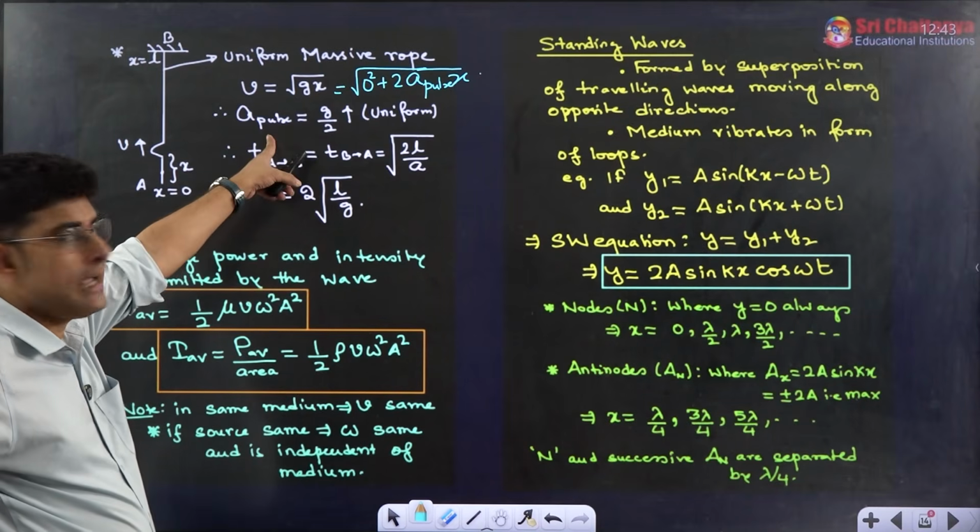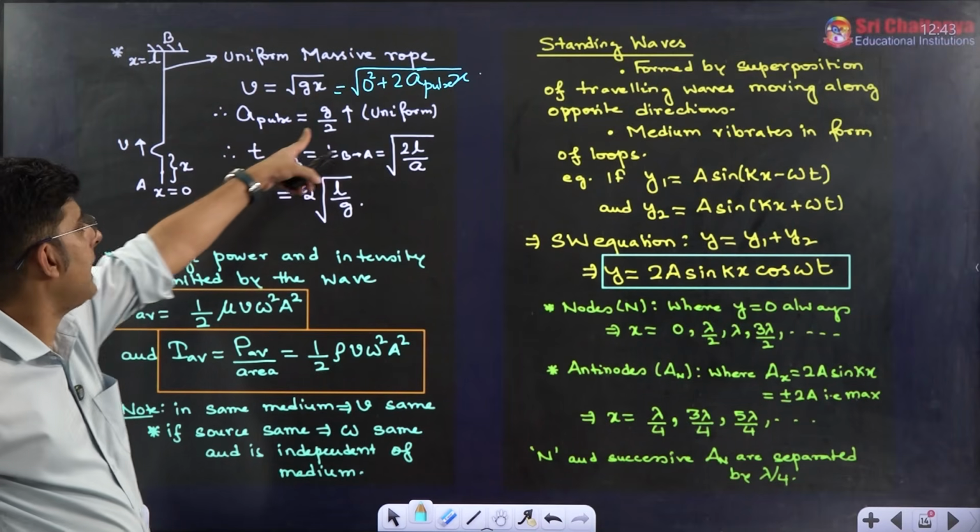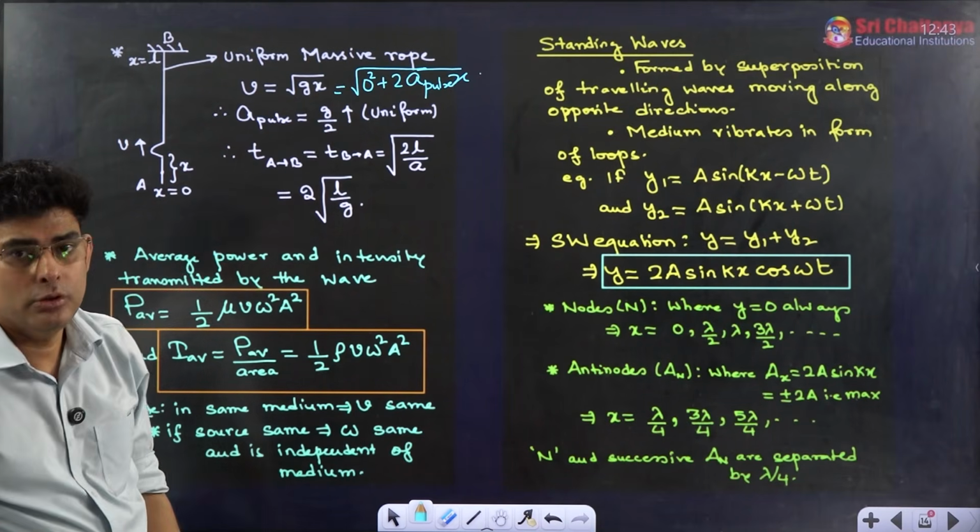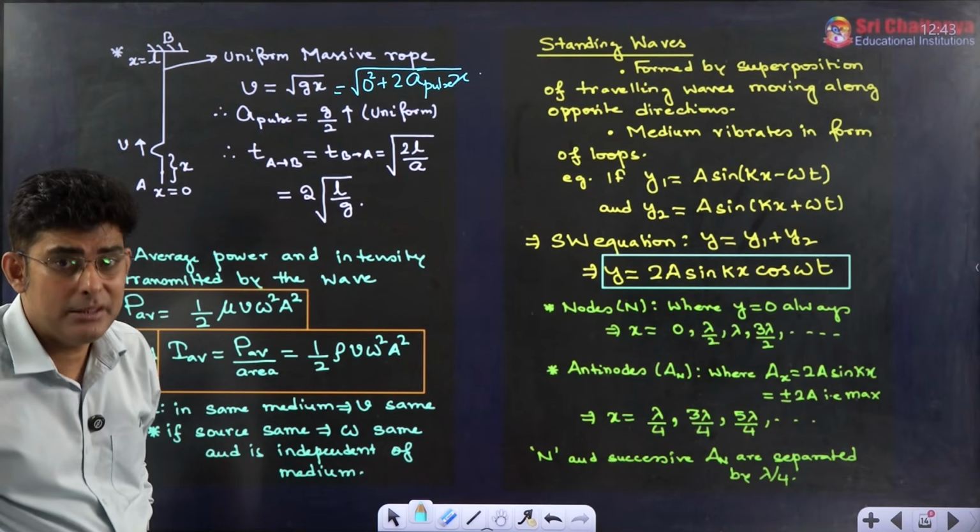So you have a uniformly accelerated pulse which is going up with an acceleration. Compare and see, it is g by 2. So very, very important, acceleration of the pulse is g by 2.